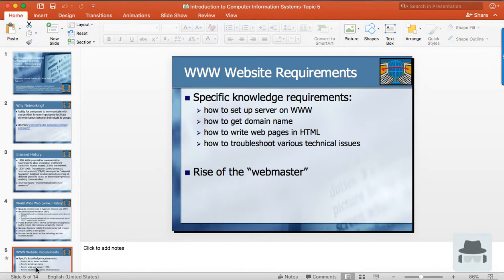So that was a kind of a new job that was involved with being able to set up the technical infrastructure to run stuff on the web, be able to write content that can be displayed on the web, which is kind of part and parcel of what we call this webmaster role.